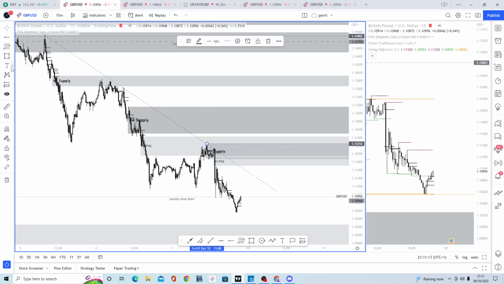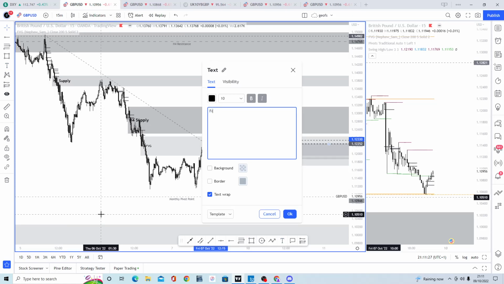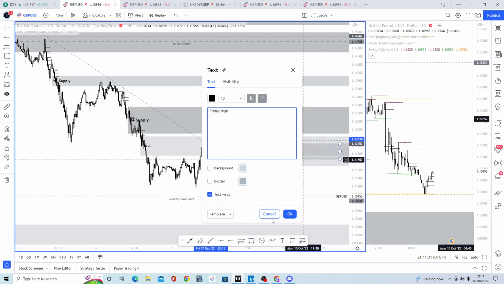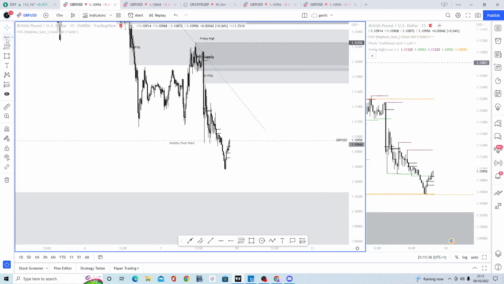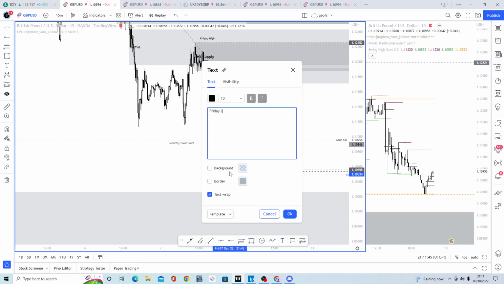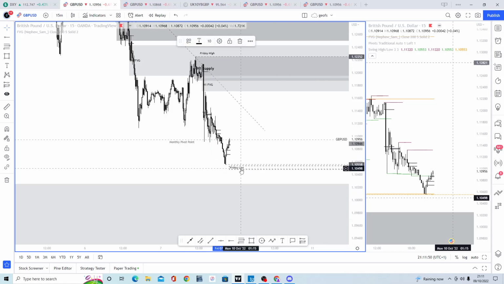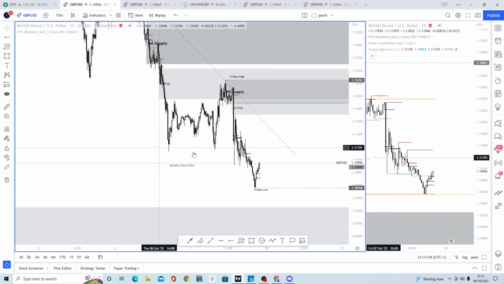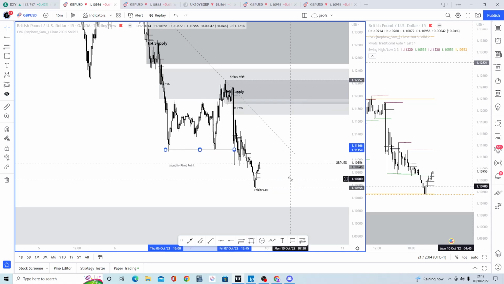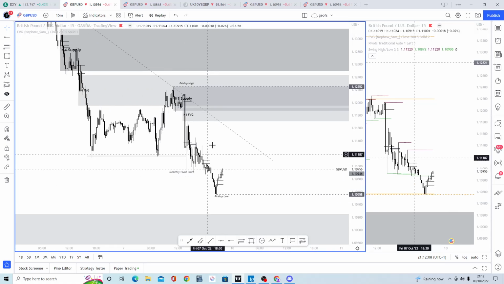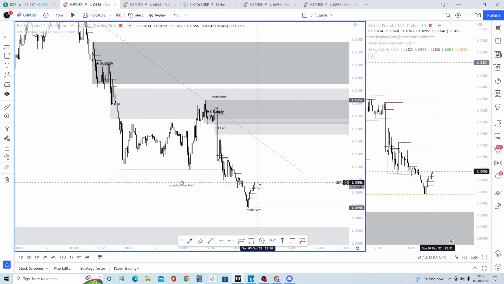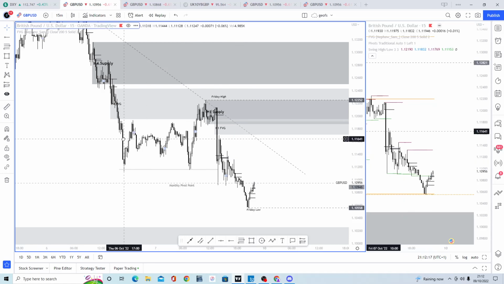That would be Friday. It's at Friday's high. It's going to be a target. This is getting into key level stuff now. So yeah, let's just do the key levels. Just get them in. Friday high, Friday low. This looks like some kind of support. Friday close. I guess we can forget about that for now.